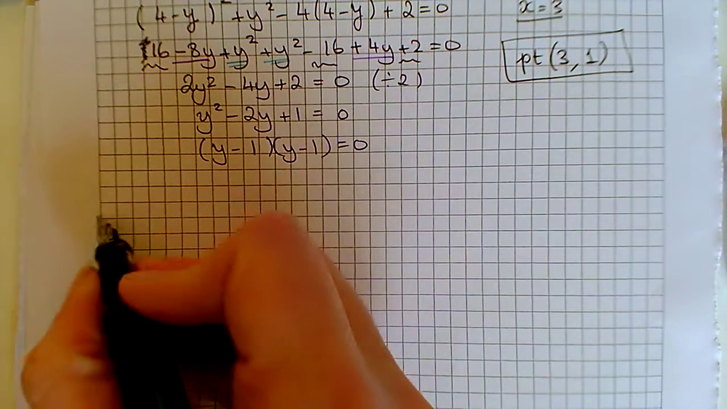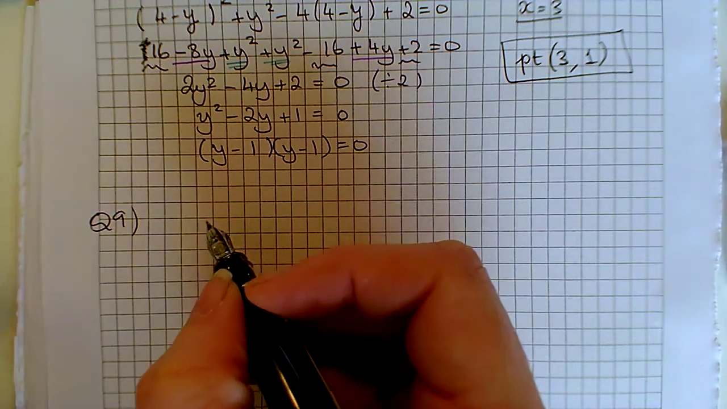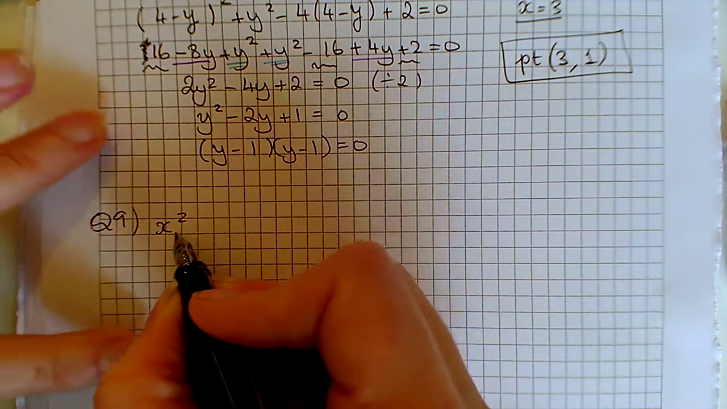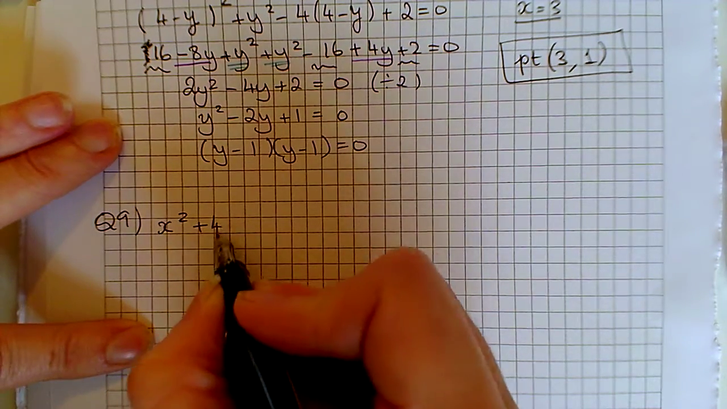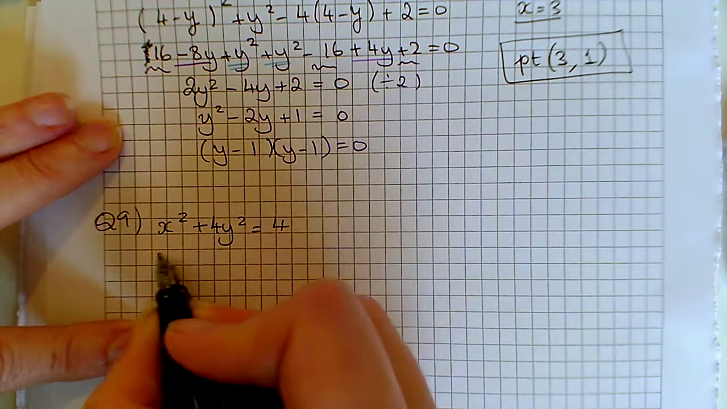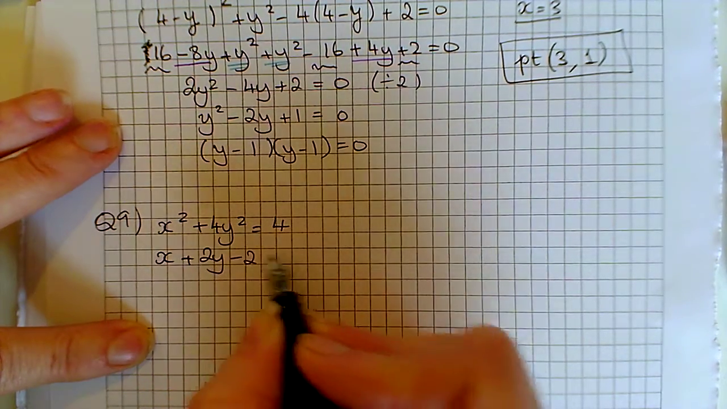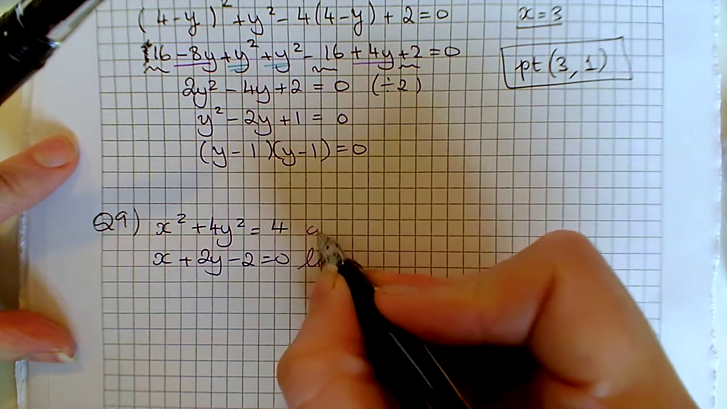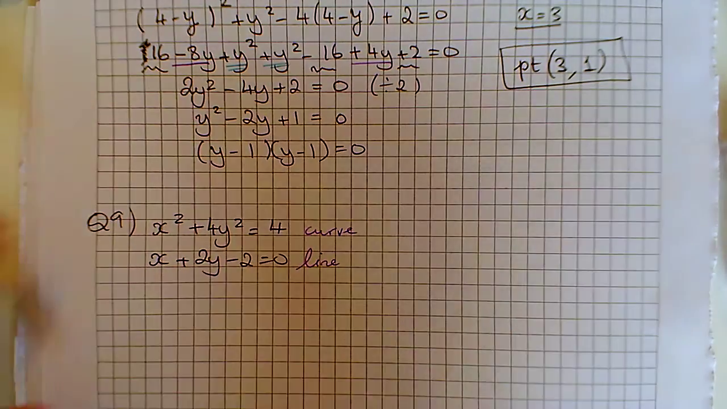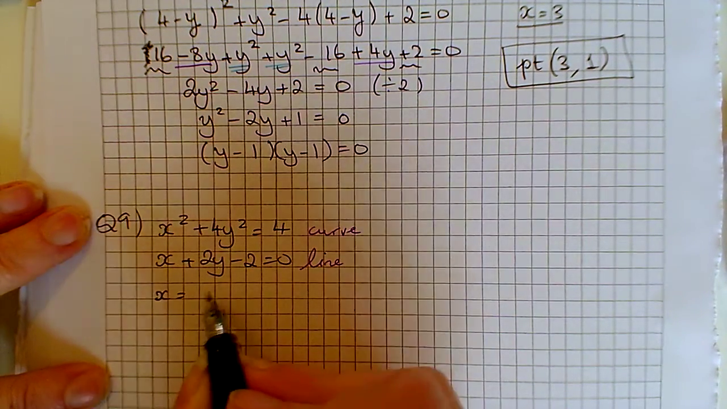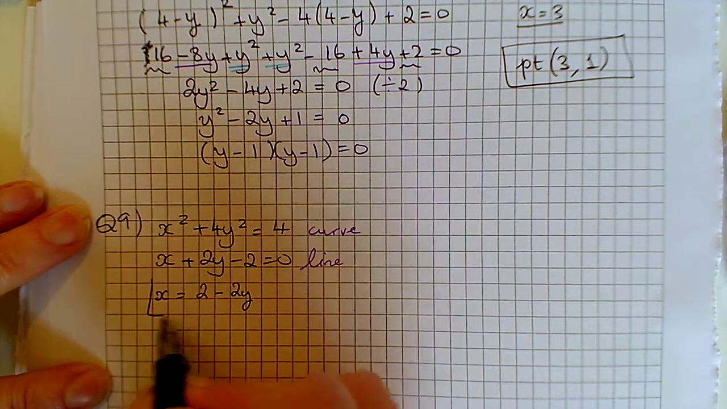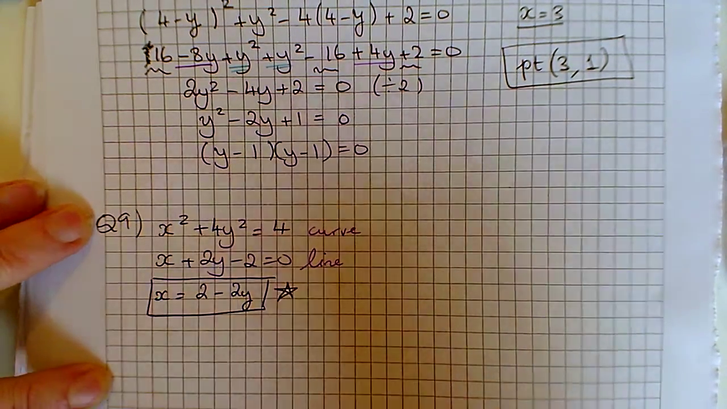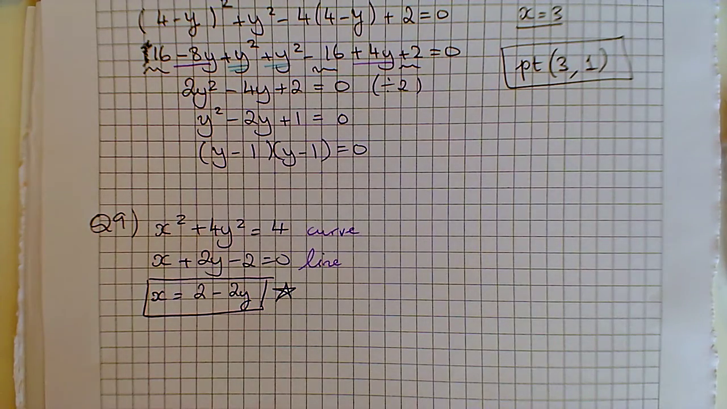Okay, moving on to question 9. I have another, not a circle, an ellipse, x squared plus 4y squared equals 4, and a line x plus 2y minus 2 equals 0. So I have a line and I have a curve. I rearrange my line to write it as x equals 2 minus 2y, and that will be my star equation. In this case, if I'd written y in terms of x, I would have ended up with a fraction. So I do try and avoid that if I can, but sometimes there's nothing we can do about it.